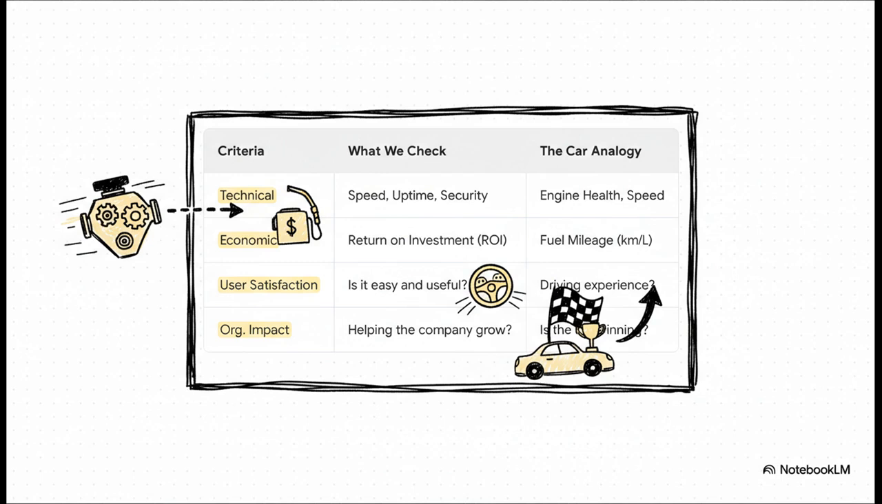First up, we have technical performance. Is the system fast? Is it secure? Is it always online? That's like checking the car's engine health and its 0 to 100 speed. Next, economic. Are we getting our money's worth? What's the return on investment? This is basically the car's mileage.